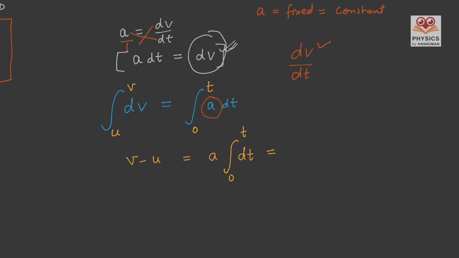So on the right hand side, what do we see? It is actually a, and time is from 0 to t, it means t minus 0. And then we have v minus u on the left hand side, that is equal to a multiplied by t, that is at, and then minus a multiplied by 0 is 0. So we'll ignore that, and the equation we get is v minus u is equal to at, and this is our first equation.